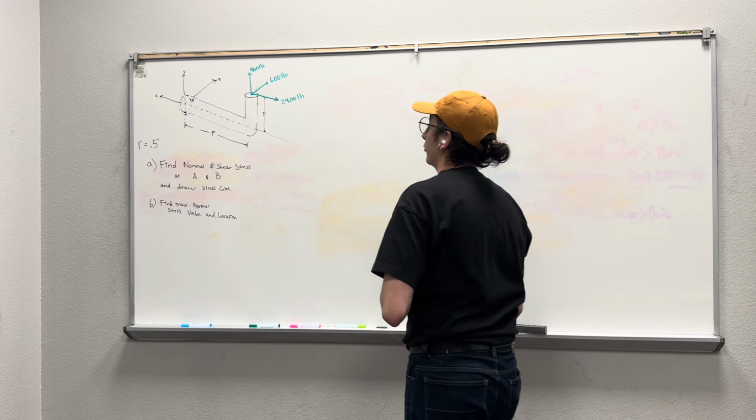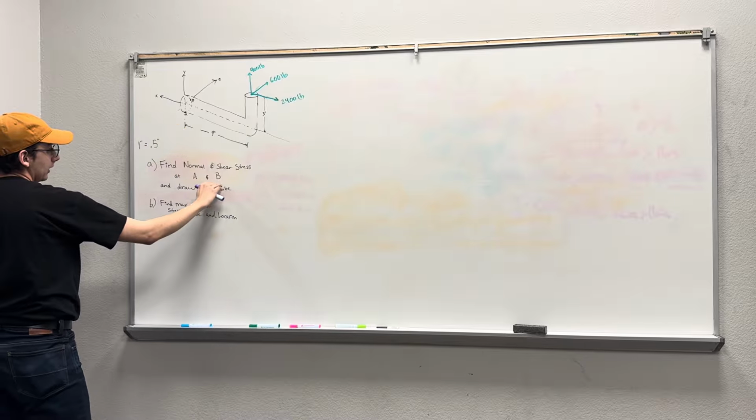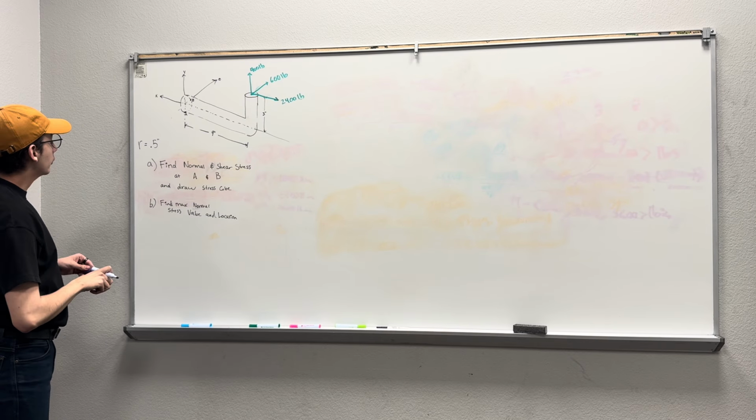So let's try to answer that first question. Find the normal and shear stress at points A and B and draw the stress cube. So first, how do we find that normal stress? My formula for normal stress is going to be my axial stress plus my bending stress. Cool.